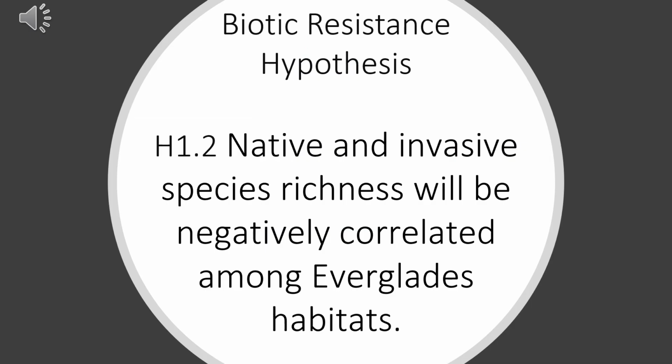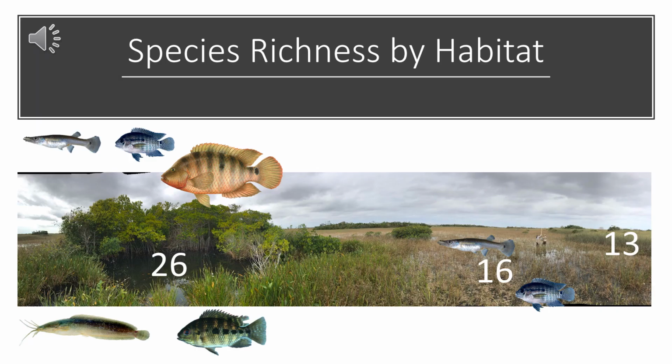Now with that, we'll move into the second part of the biotic resistance hypothesis for this talk. As you can see, what we found was a direct correlation between invasive and native richness. The invasive taxa are pictured on the slide, and the numbers represent the native richness in each of these habitat types. And you can see that those were directly correlated, as opposed to negatively correlated as would have been predicted by the biotic resistance hypothesis.